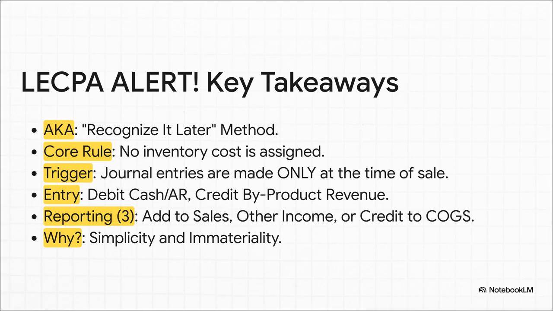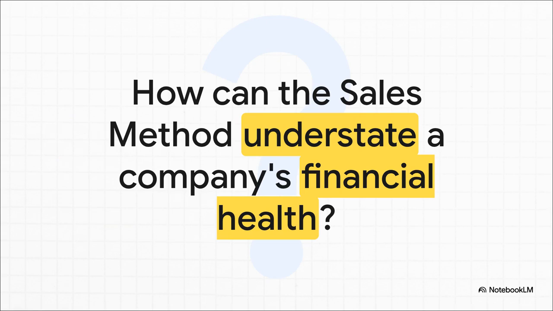What are the 3 reporting options? Add to sales, other income, or a credit to COGS. And why do we use it? Simplicity and immateriality. Done. Seriously, screenshot this. This is your cheat sheet. So there you have it. The sales method is simple.